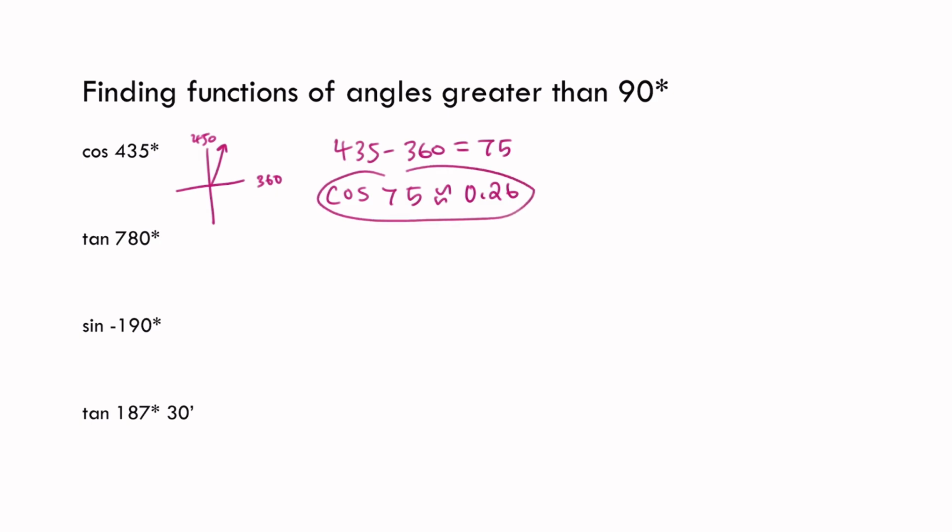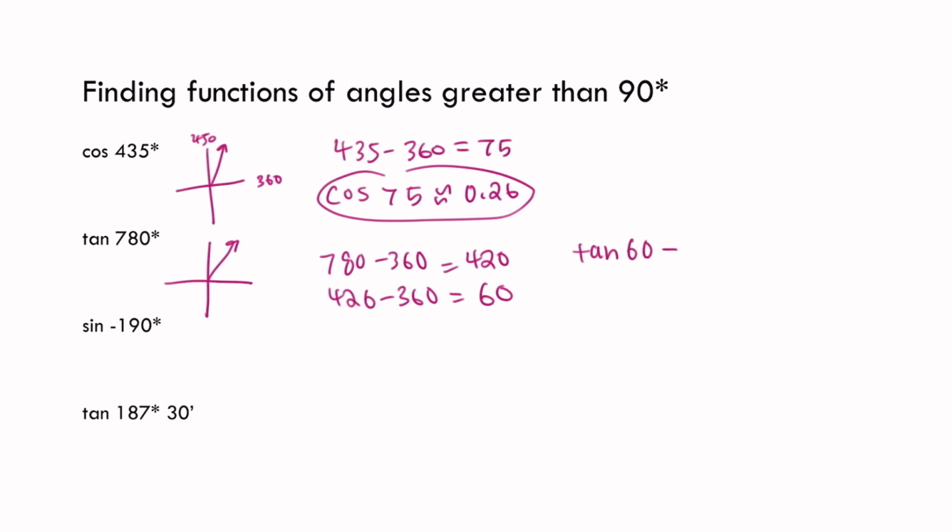Okay, for the tangent of 780, we can imagine the angle to be in the first quadrant as well. So we can do 780 minus 360 is equal to 420. 420 minus 360 again, which we get 60. 60 is our reference angle, and since it's tangent in the first quadrant, we know that it's positive. So tangent of 60 is just equal to radical 3.